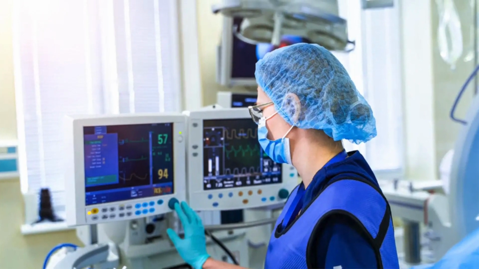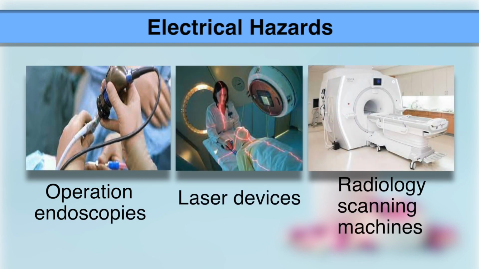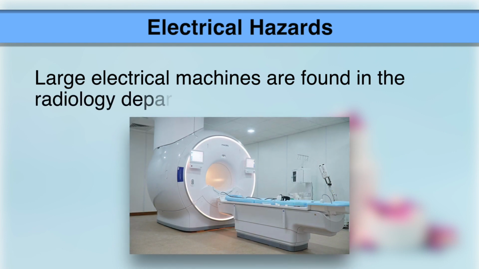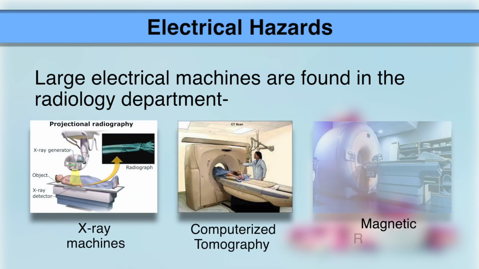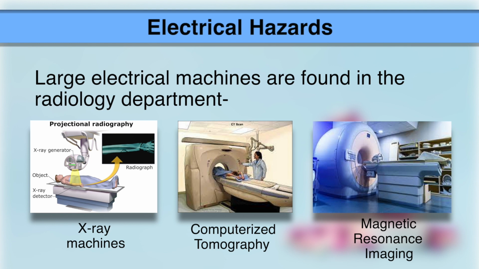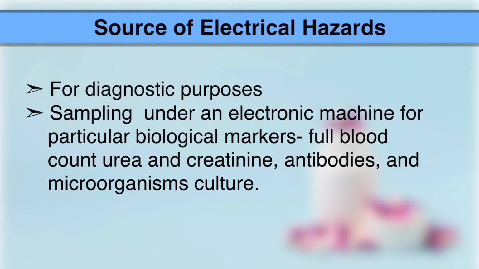Medical instruments like operation endoscopes, laser devices, and radiology scanning machines are applied as part of interventional treatment. Large electrical supplies are found in the radiology department, like X-ray machines, computerized tomography, and magnetic resonance imaging, which we normally call MRI. For diagnostic purposes, samples are run in electronic machines to get particular biological markers like full blood count, urea and creatinine, antibodies, some microorganisms, as well as cultures.